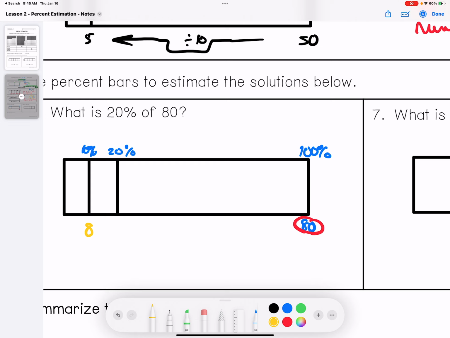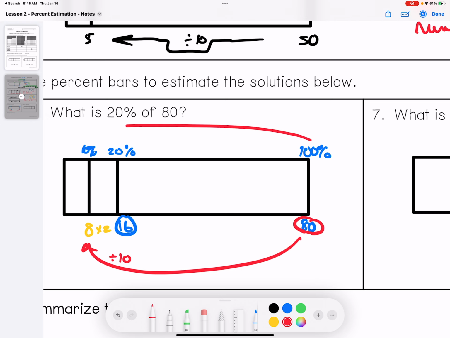Now, how do I go from 10% to 20%? What happened there? It doubled. So what can I do to 8? I can double it, which is 16. Yes, you need to write all of that. The answer is 16, by the way.